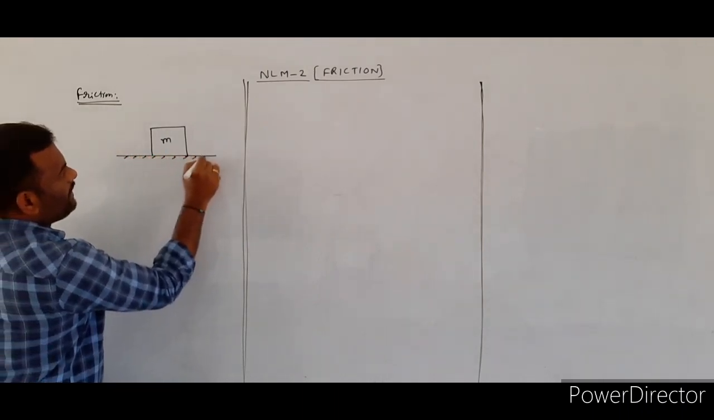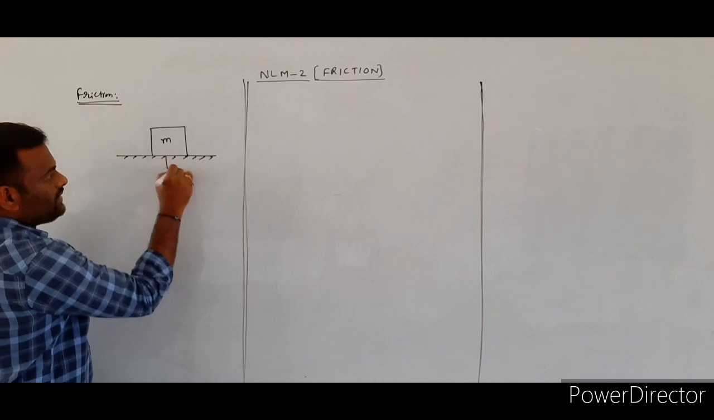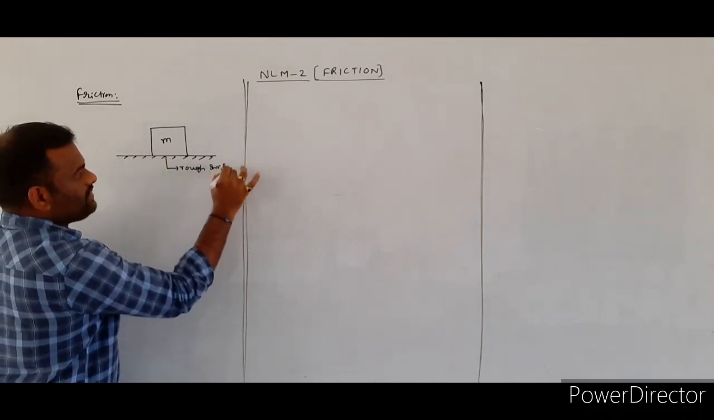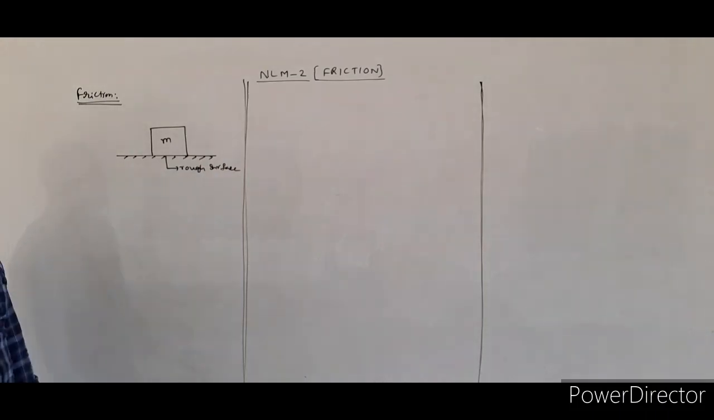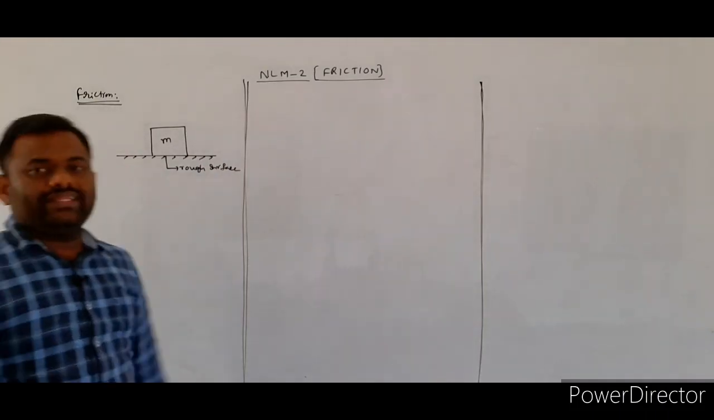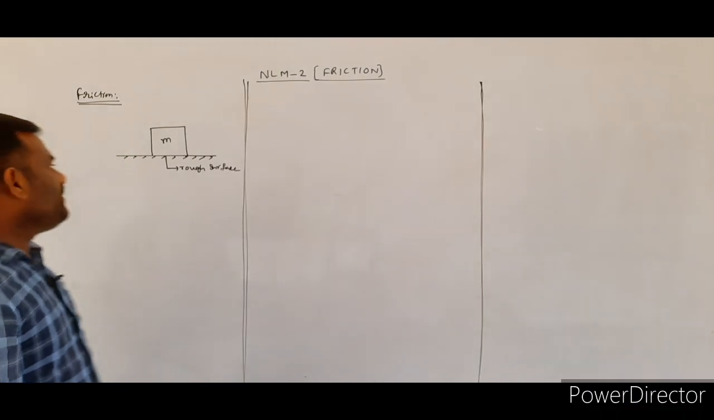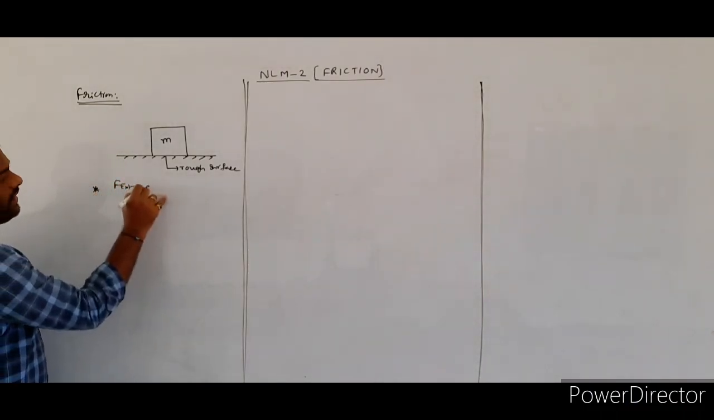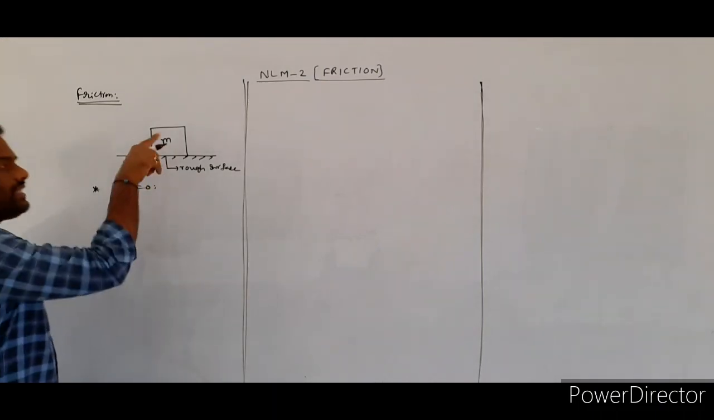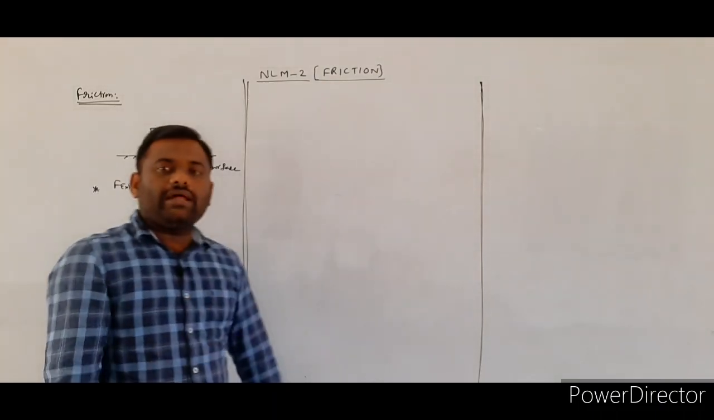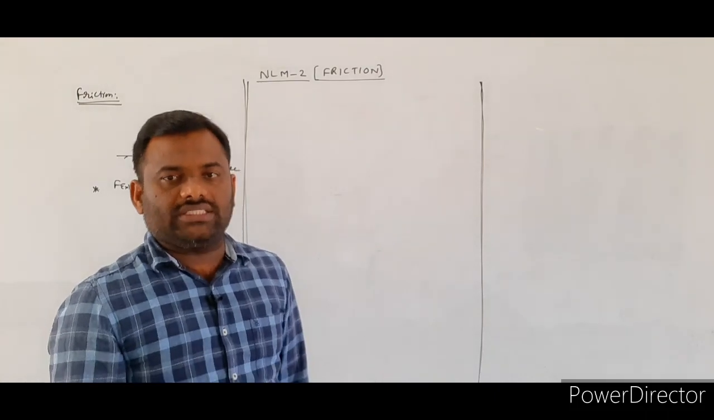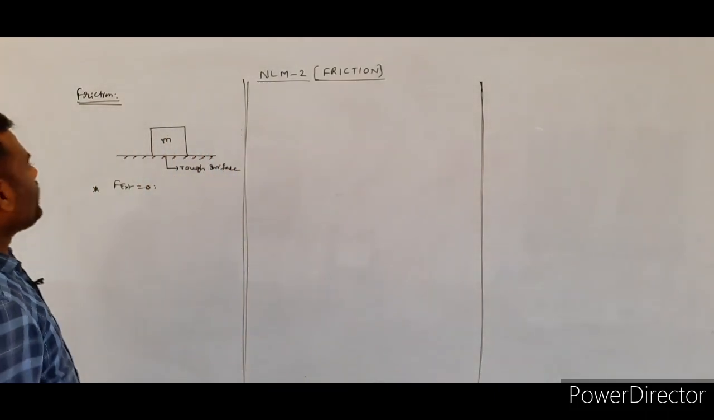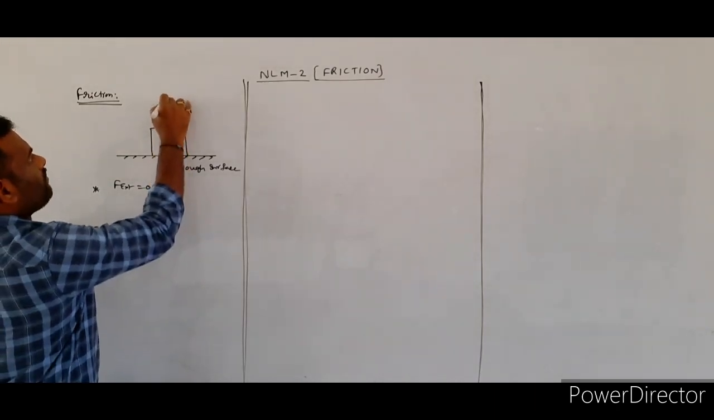The given block will be at rest over a rough horizontal surface. Which type of surface do we consider here? Rough horizontal surface. Initially the object will be at rest, and in the initial condition we didn't apply any external force over the given object. Whenever we don't apply any external force, out of the two contact forces, one contact force will exist. That contact force is nothing but the normal reaction.